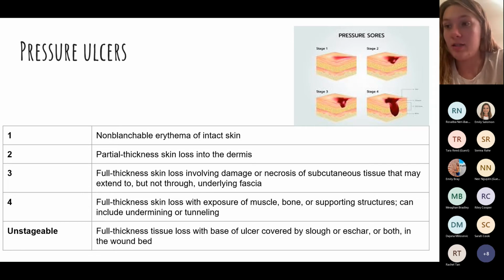And whenever you think unstageable, it simply means I cannot determine what this is. What are some situations that make this occur? If my ulcer is covered in pus, eschar, or both, and I simply can't see how deep it's going or what areas are lost, that's what we classify as unstageable. If there's so much black eschar that I can't tell what I'm looking at, we would call that unstageable.